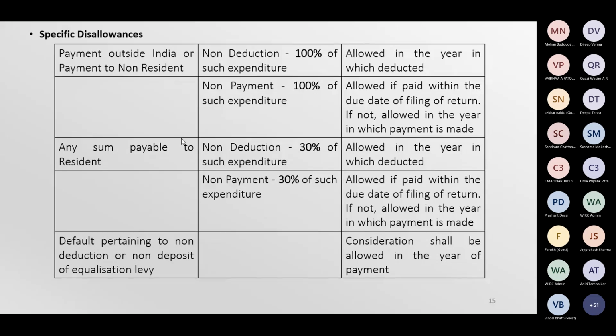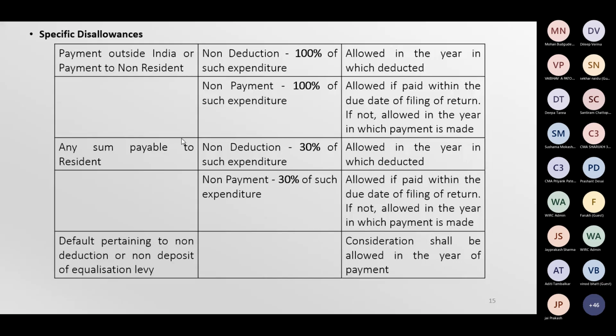Similarly, for non-payment, even if you have not paid within the financial year, that is, say, 31st March, there is an extension given if you pay before the due date of filing of return. So you have deducted but have not paid till 31st March, and there is an extension given till the due date of filing of return. So even if you pay before the due date of filing of return, it is still okay, and you can always claim that expenditure in the current year itself. Of course, for non-resident or payment outside India, it is 100%.